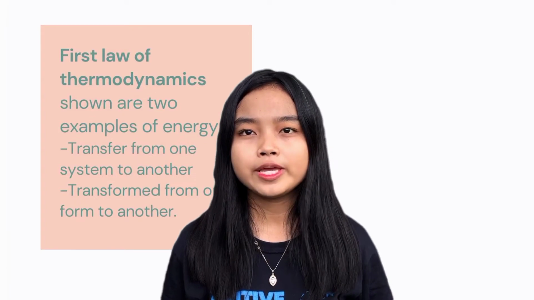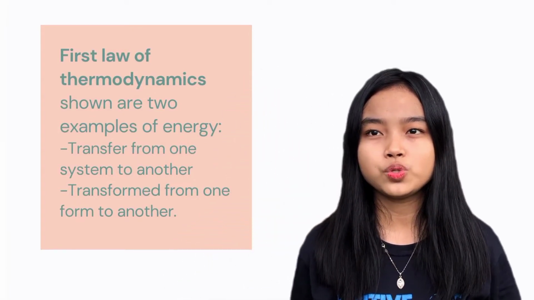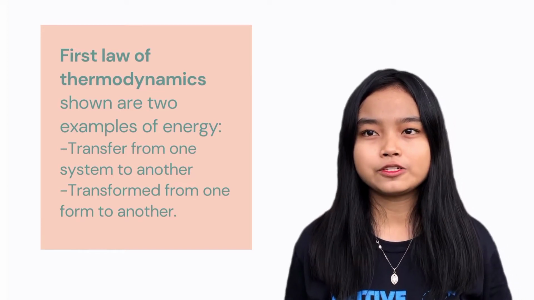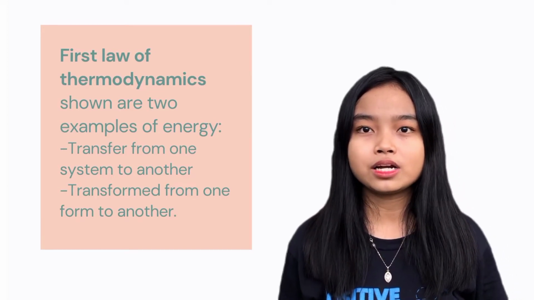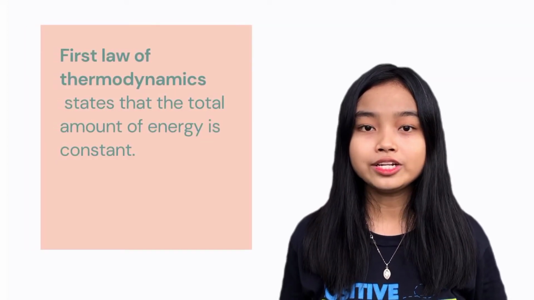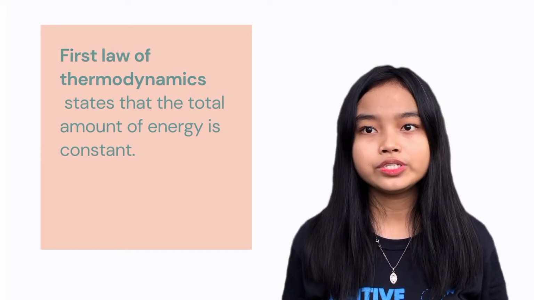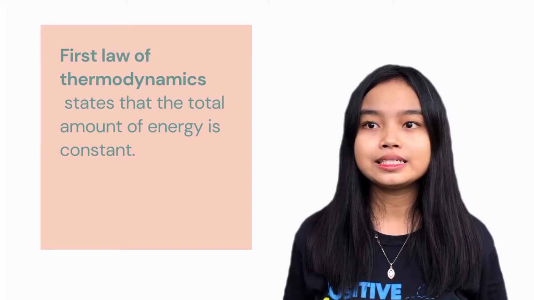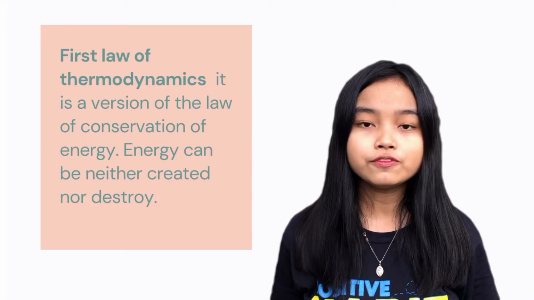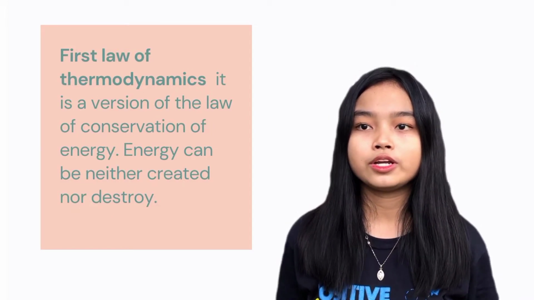The first law of thermodynamics: shown are 2 examples of energy being transferred from one system to another and transformed from one form to another. The transfer and transformation of energy takes place around us all the time. The law states that the total amount of energy is constant. In other words, there always will be exactly the same amount of energy in the universe. It is a version of the law of conservation of energy. Energy can be neither created nor destroyed.